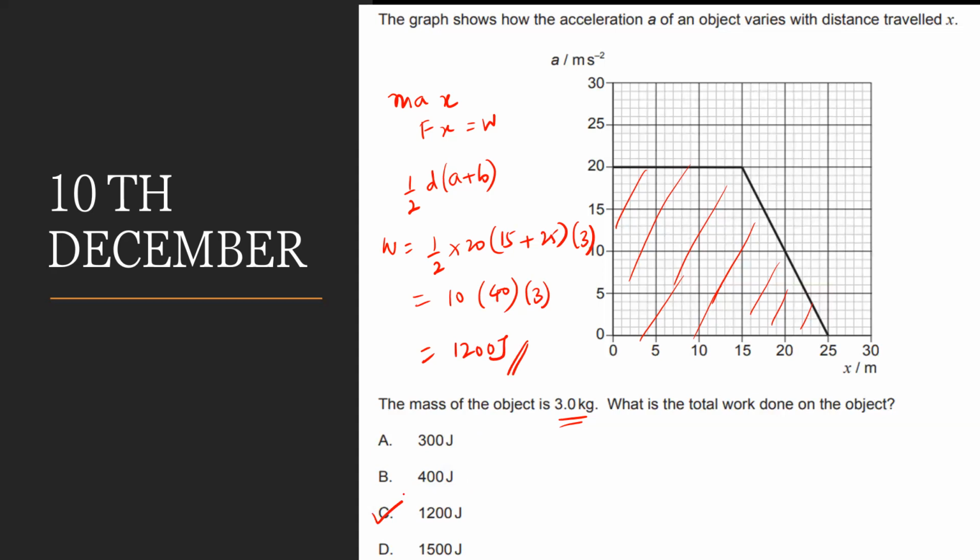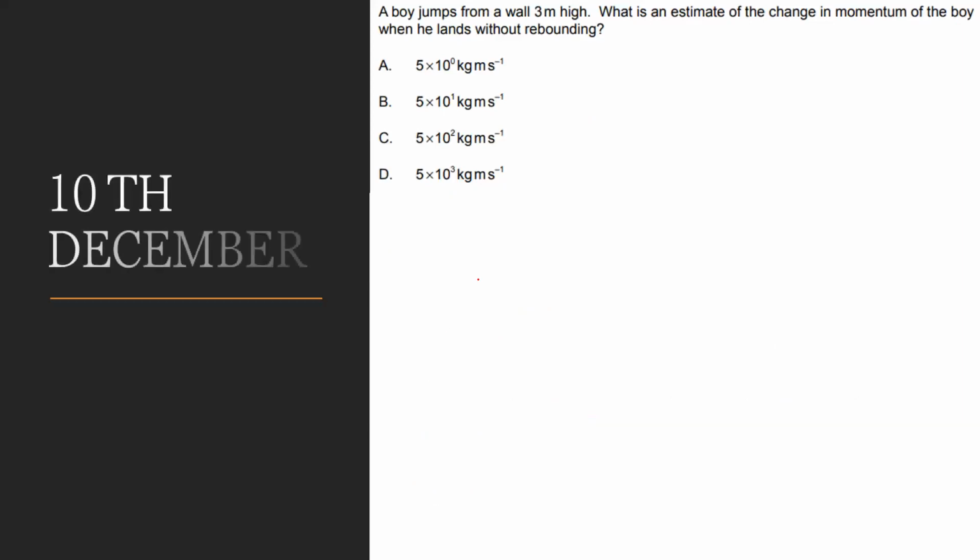Okay, let us move on to the next one. A boy jumps from a wall 3 meters high. I do not know why he jumps from a wall of 3 meters high. Okay, not bad. From here he jumps across. And what is the estimate? Estimate means your answer should be closer to it. That's what is called an estimate.